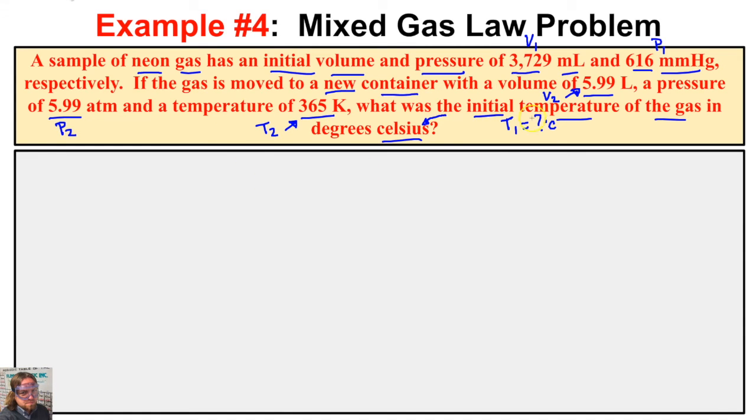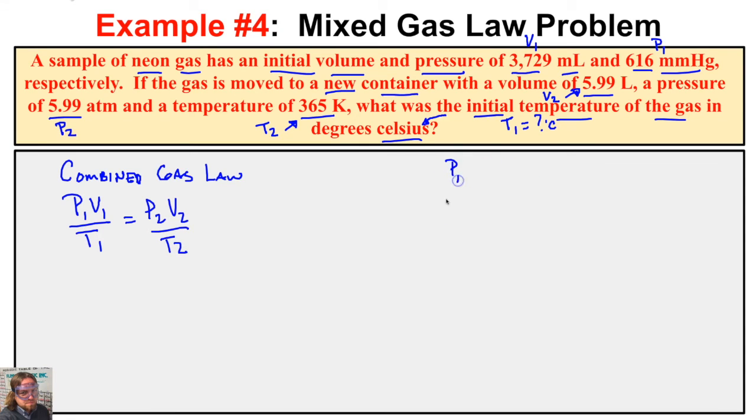So if we take a look at this problem, we have a bunch of P's, we have a bunch of V's, and we have a bunch of T's. So what formula do we know uses P's, V's, and T's? Well, that is going to be the combined gas law. So it looks like this is going to be a combined gas law problem. And the combined gas law tells us that P1 times V1 over T1 equals P2 times V2 over T2. So let's set everything up over here.